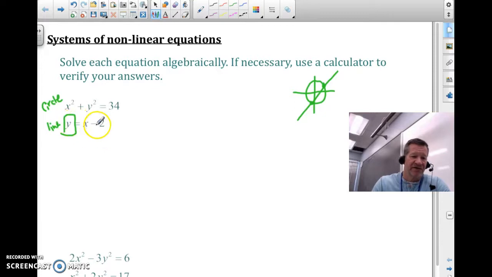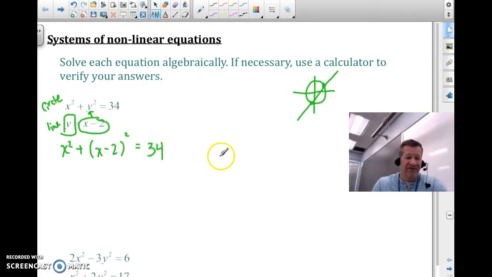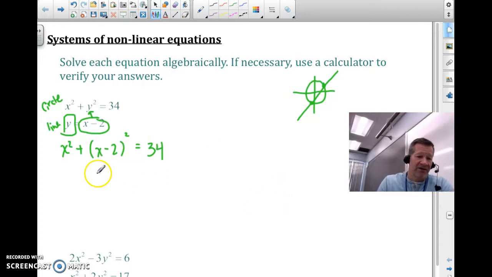So if y is equal to x minus 2, I can take x minus 2 and substitute it for y in the other equation. Okay? So what I have then is x squared plus, in place of y, I'm going to put x minus 2. Now don't forget, this isn't just a y, it's a y squared. So this quantity has to be squared. And now that equals 34. So now if I can solve this for x, I'll know x and I can then figure out y.